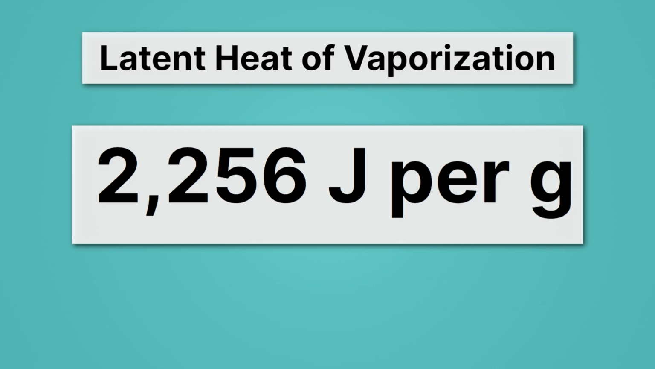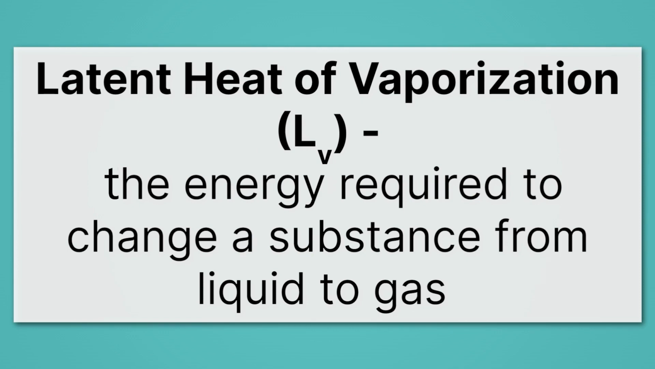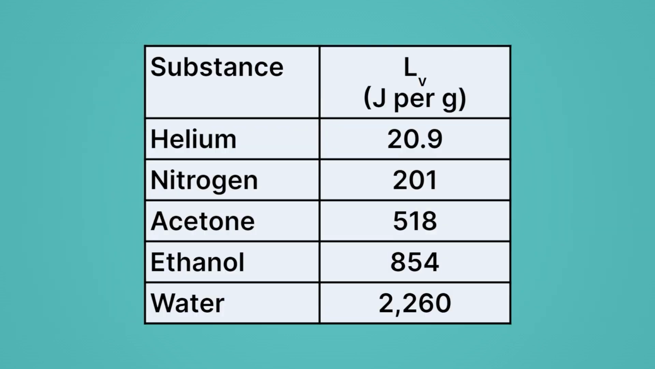All right, let's give you the long definition for this. The latent heat of vaporization. It's the energy required to change a substance from liquid to gas. Okay. Here's a table of substances with different latent heats of vaporization. It's important to realize that different substances take different amounts of energy to boil. So helium is very easy to boil, just 20.9 joules per gram, and that's because helium doesn't have very strong attractive forces, while water takes 2,260 joules per gram to boil because of its very strong attractive forces.